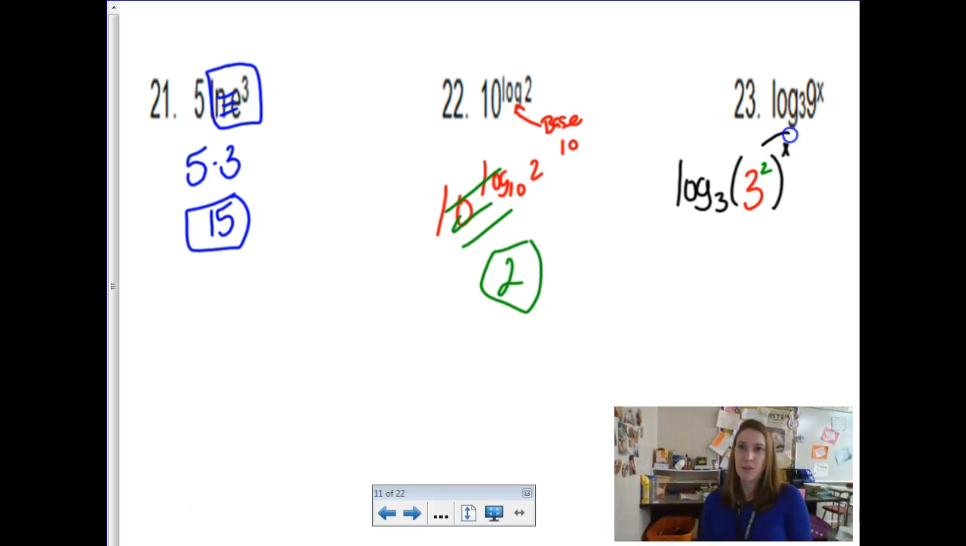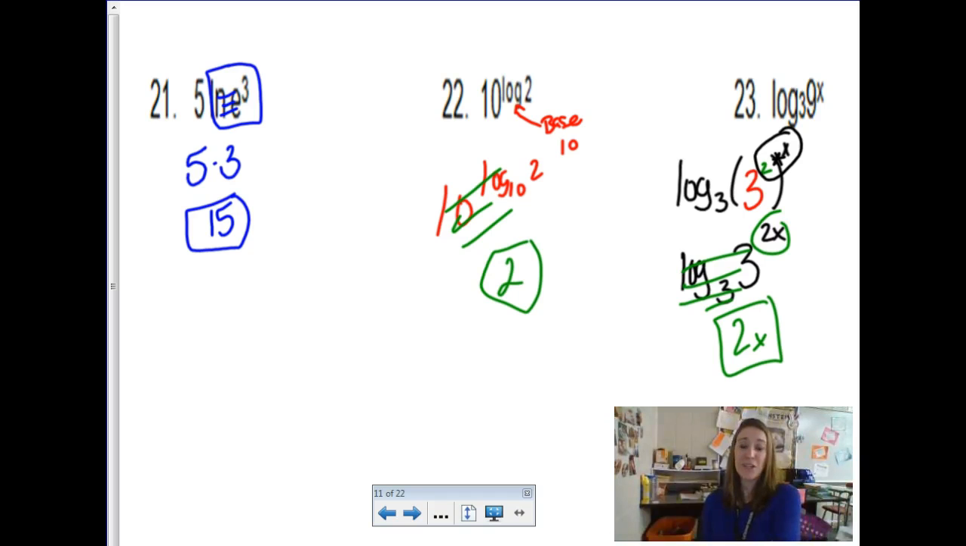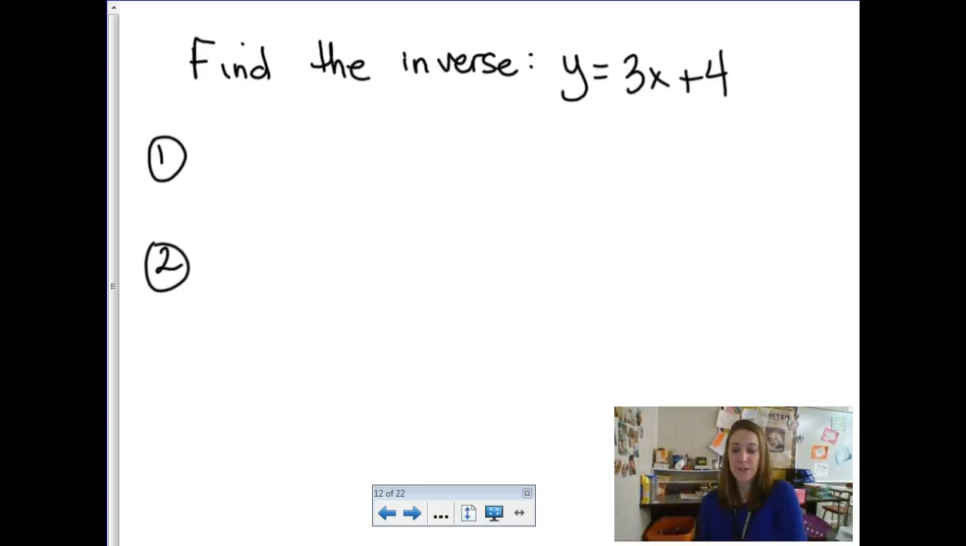So then I want to think about my exponent properties. 2 to the x power, if I were to combine these, I just multiply them together. So this is really log base 3 of 3 to the 2x power. And then look at this beautiful stuff. Cancels, the 2x drops down, and that's our simplified answer, 2x. It's a tricky question, but do expect one of those.